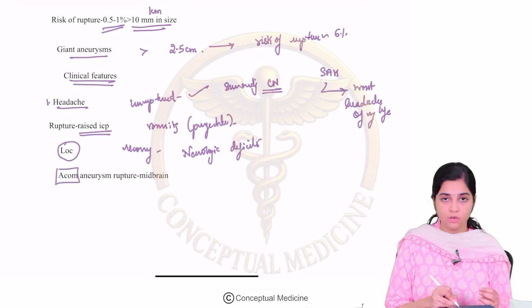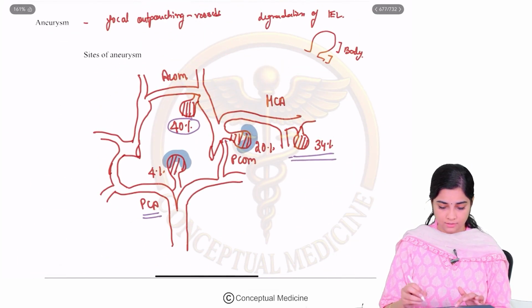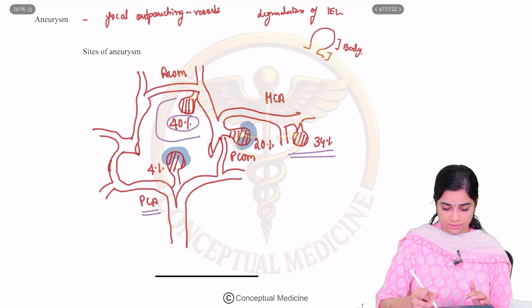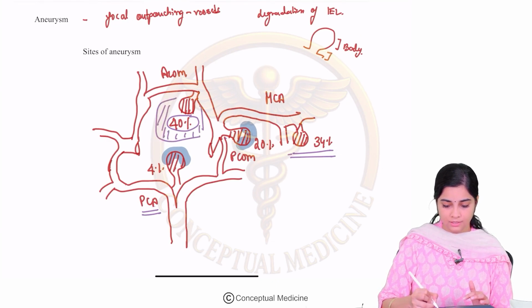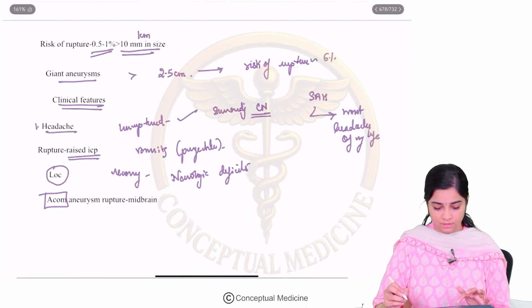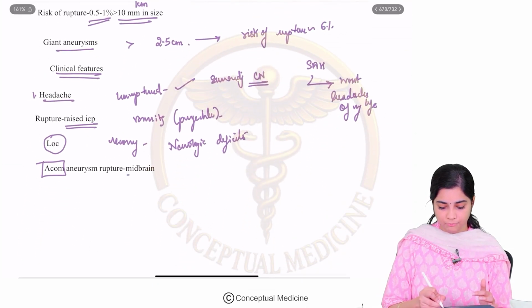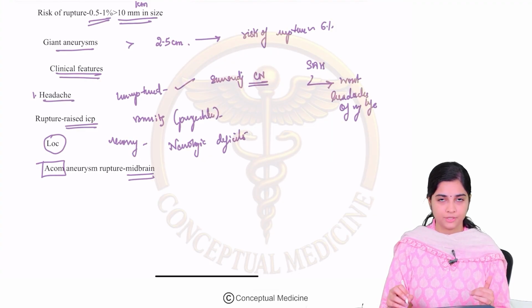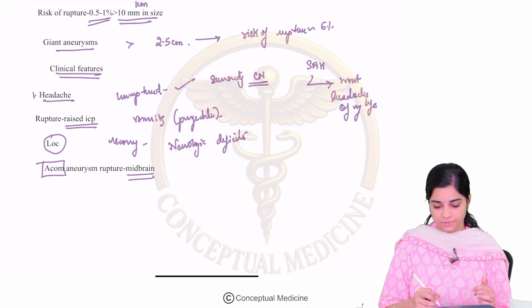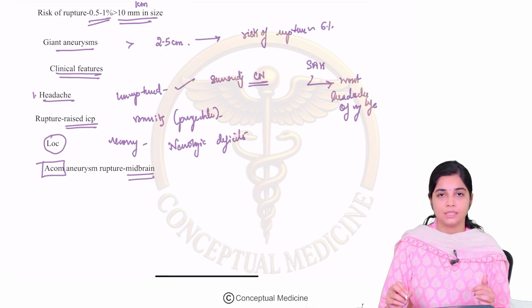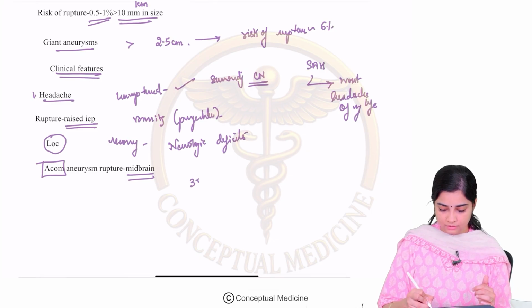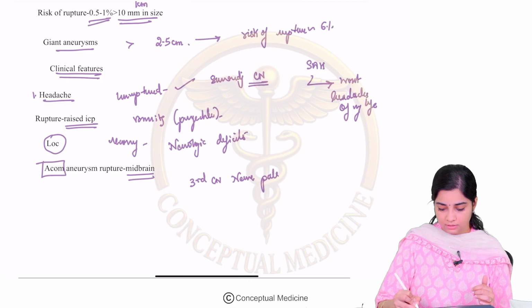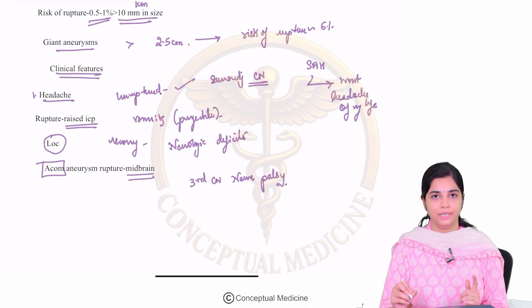If there is an ACOM aneurysm, right? What is the structure that is here? The structure that is here is your midbrain. So, there can be involvement of the midbrain in your ACOM aneurysms, which is your anterior communicating artery aneurysms. Okay. So, what does it result in? It results in a third cranial nerve palsy. So, you can have a third cranial nerve palsy in ACOM aneurysms.